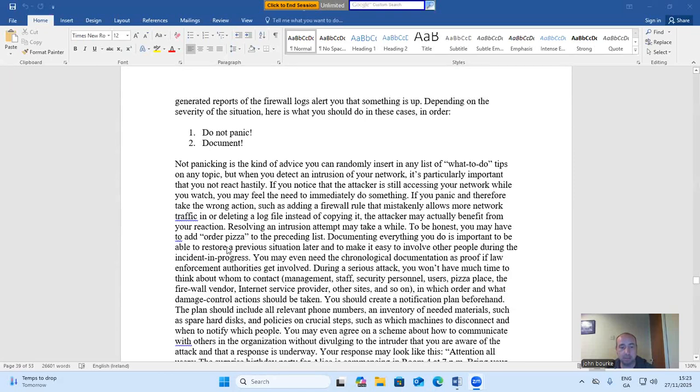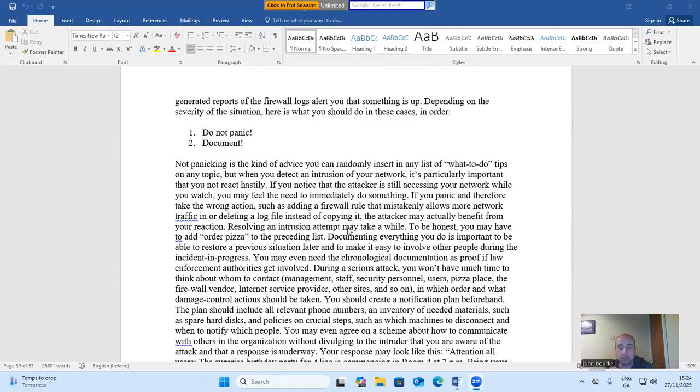Do not panic. Document. Not panicking is the kind of advice you can randomly insert in any list of what-to-do tips on any topic. But when you detect an intrusion on your network, it's particularly important that you not react hastily. If you notice that the attacker is still assessing your network while you watch, you may feel the need to immediately do something. If you panic and therefore take the wrong action, such as adding a firewall rule that mistakenly allows more network traffic or deleting a log file instead of copying it, the attacker may actually benefit from your reaction.